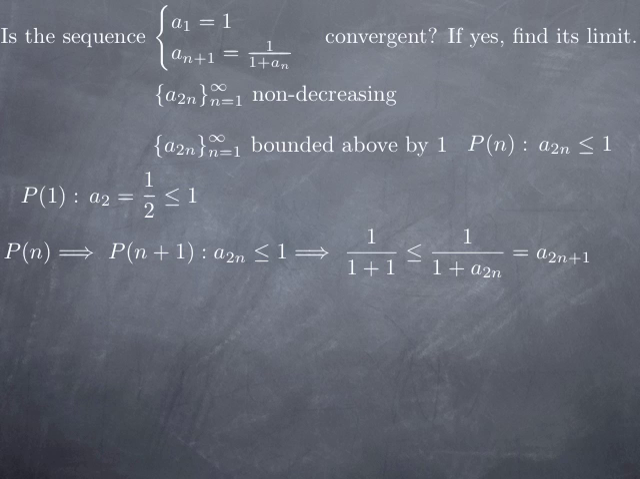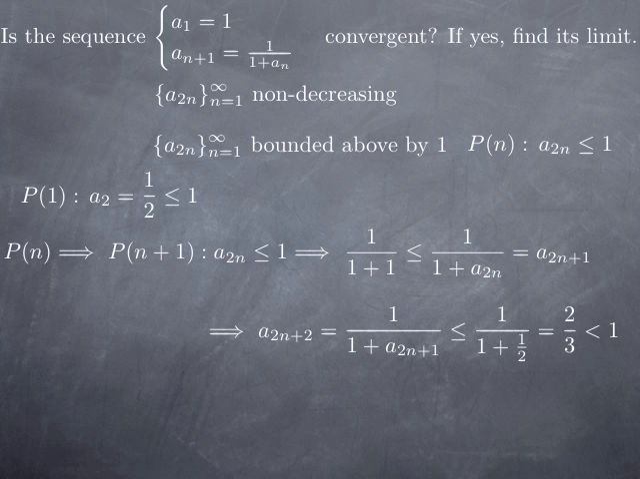So we do what we always do, we follow the function 1 over 1 plus x. So I start with a2n less than or equal to 1, then I add 1 on both sides, and then I take the reciprocal. When I take the reciprocals, I reverse the direction of the inequality, and I get that 1 over 1 plus a2n is greater or equal to 1/2. But what I have on the right hand side is really a2n plus 1.